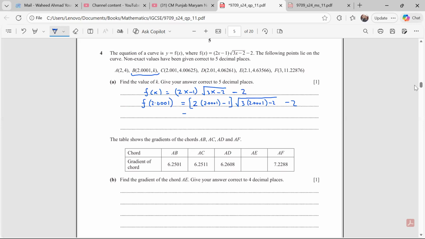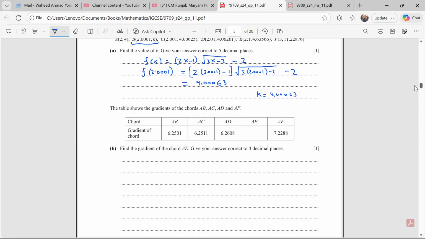So when I did all this calculation using my calculator, I got the answer. And when I'm writing the answer to 5 decimal places, the answer was 4.00063. So the value of k would be equal to 4.00063. This is the decimal over here. Okay, I hope it was clear. It's very easy. Now let's move on to the next part.